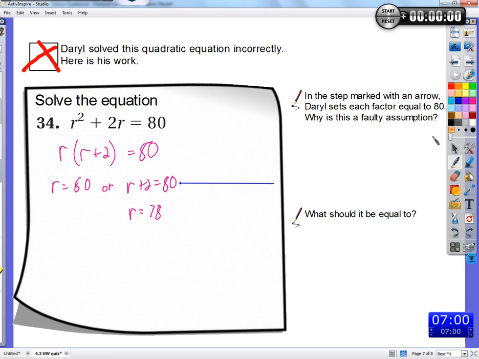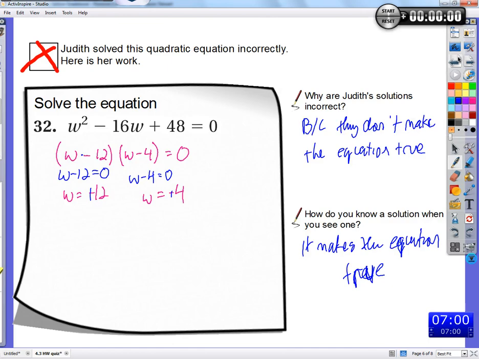An answer for us. Why is that a faulty assumption? Right? And what I'm trying to get to is he's saying that this is true, and what he's really saying is this is true, so this is true. Because R doesn't equal R plus 2, and you said them both the same thing. That's true, but if we go back, we just said W minus 12 equals 0.